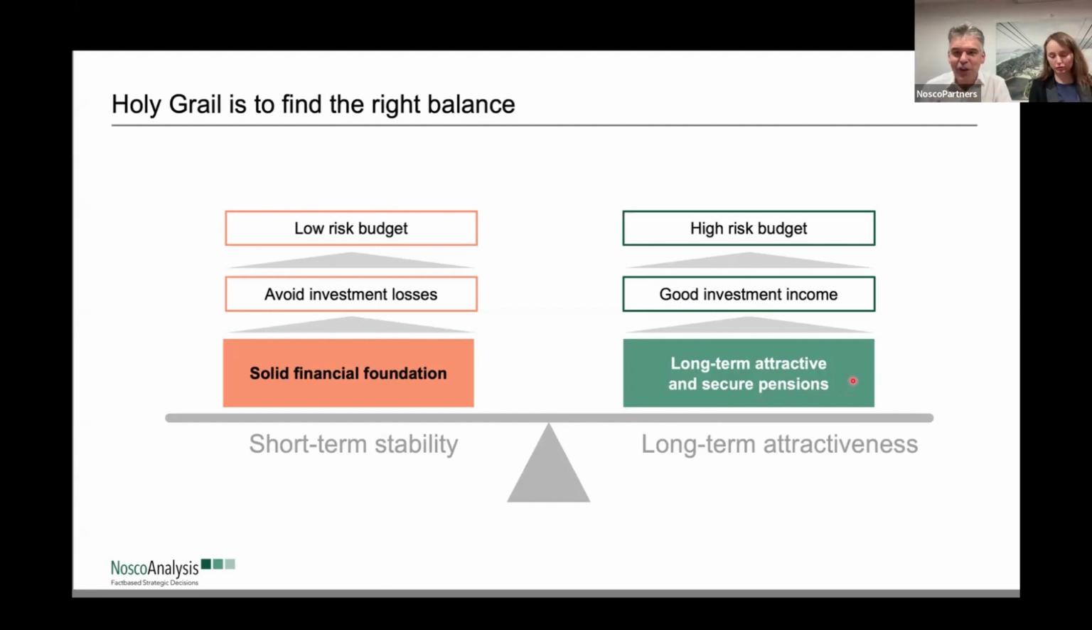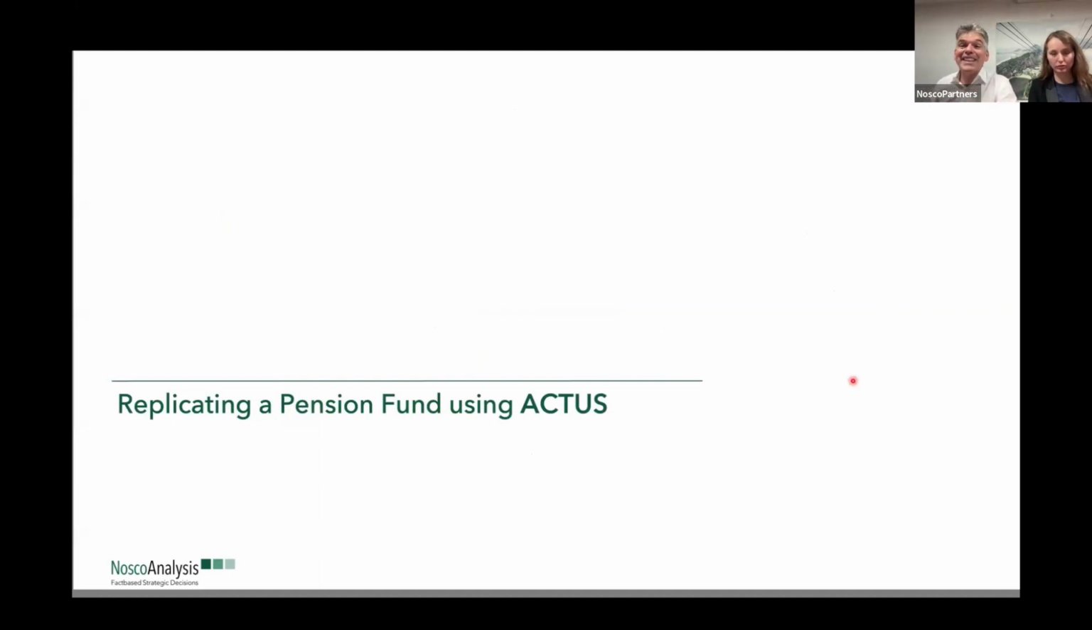Completely different for every fund. It depends a lot on the structure, how many retirees you have per employee, or how many employees you have per retiree, etc. Now, that's about the setup. What we do, we now model the total business of the pension fund and then project it into the future. But Veronica will tell you more about that.